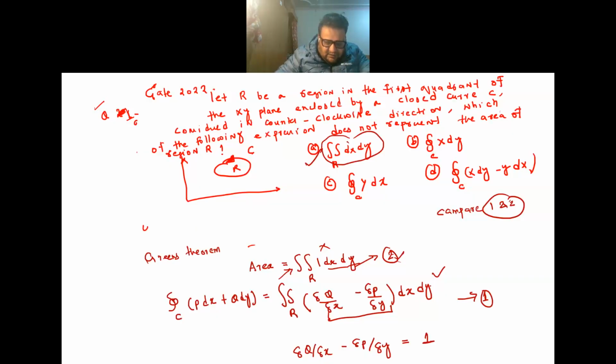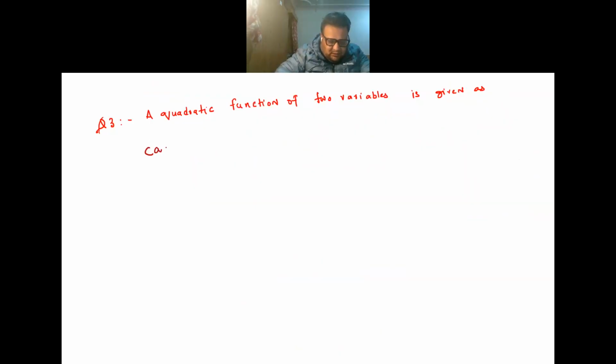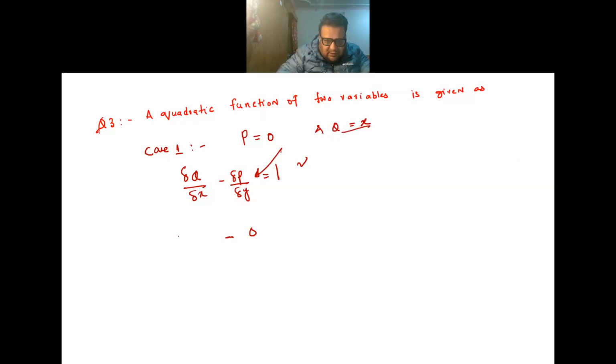For example, in case 1, if I set P equal to 0 and Q equal to x, then only I will get from the above equation dou Q by dou x minus dou P by dou y equal to 1, right? Because if I set P equal to 0 here, this will become 0, and Q equal to x, it will become dou x by dou x, that is 1.